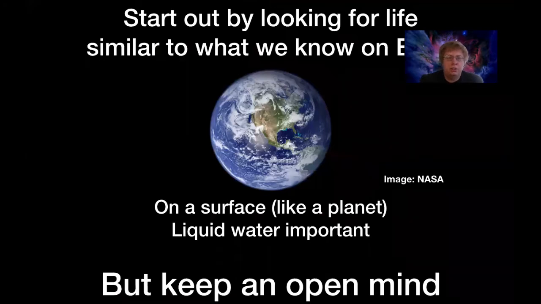So in the last lecture segment, I talked about how we want to start out looking for life by trying to find stuff that's similar to what we know on Earth. And generally that means we want to find things that are on surfaces like those of a planet. And we think that liquid water is important. But of course, we want to keep an open mind and not try to miss anything just because it doesn't fit into our potentially narrow-minded view of what life might look like elsewhere in the universe.